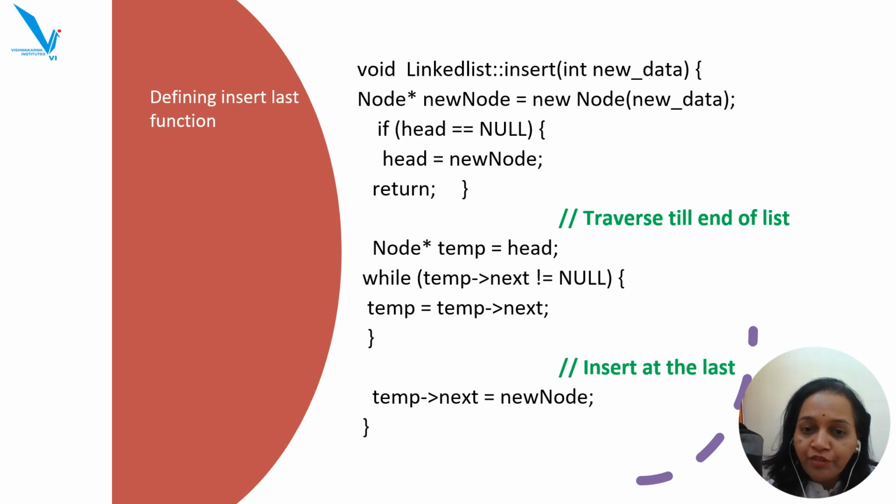Now if head is equal to null, that condition we have to check every time. If head is null, then head should point to the new node that you created first, right? And then return. This will occur only if your list is empty. When will head point to it? When your list is empty, then what do you have to do? Head will point to the new node that was just created and return. Otherwise, okay, what do you have to do?